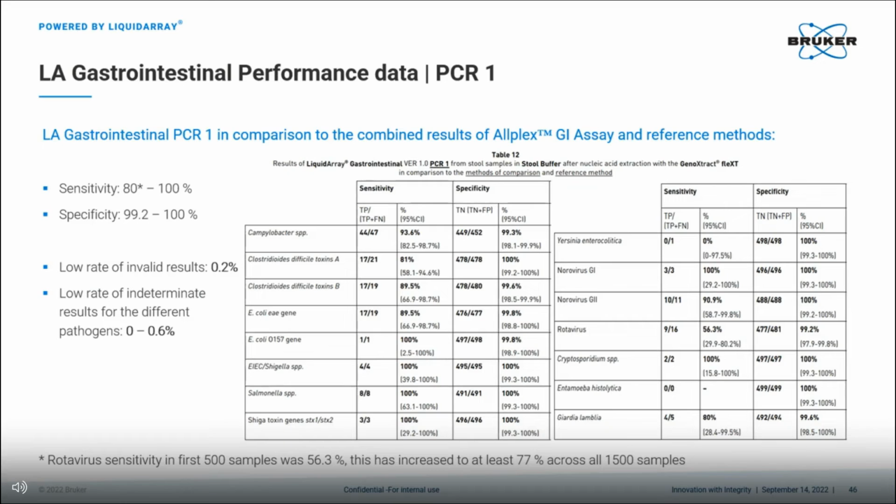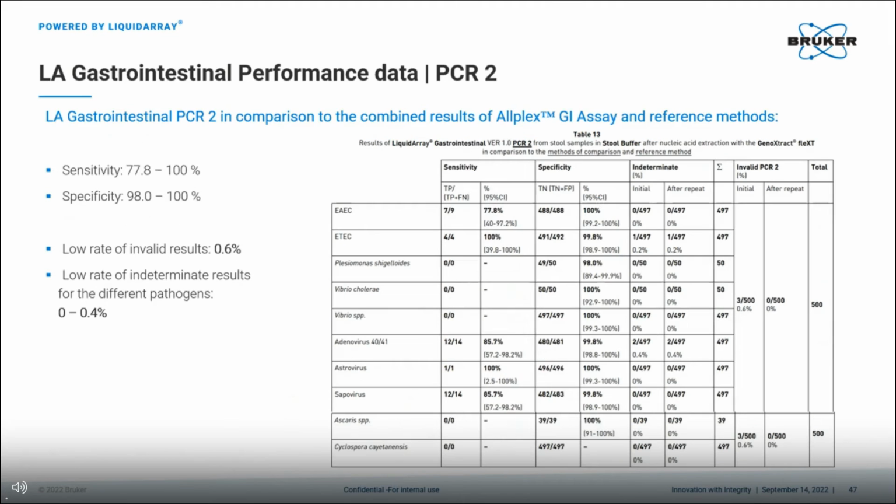Showing here then some results from the performance evaluation. With the PCR 1 targets, we see very good sensitivities and excellent specificities across these targets, and very low rates of invalid results, especially when you consider testing from stool samples. 0.2% for invalid results was really very impressive. Our evaluator was very happy with that.